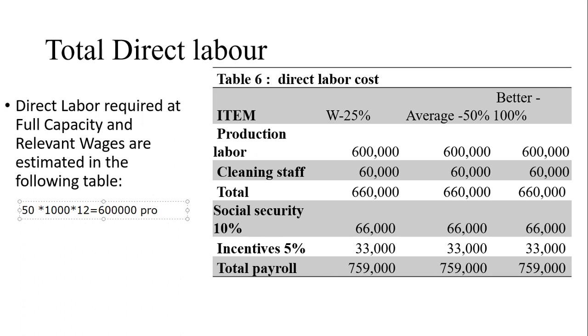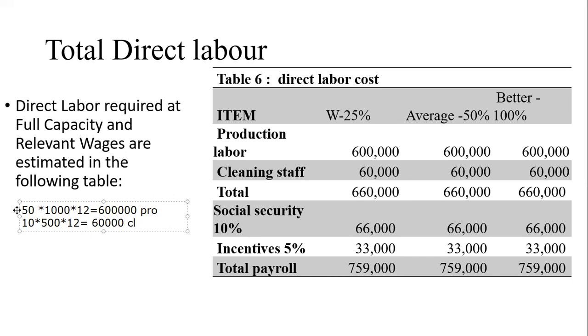I will do the same for the cleaning, and for the cleaning we have here 10 workers, and each will take 500, let's say, for example, 500. And this 500 I multiply times 12, then it will give me 60,000, and this is 60,000 for the cleaning.